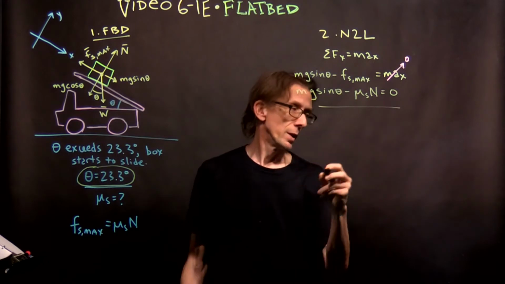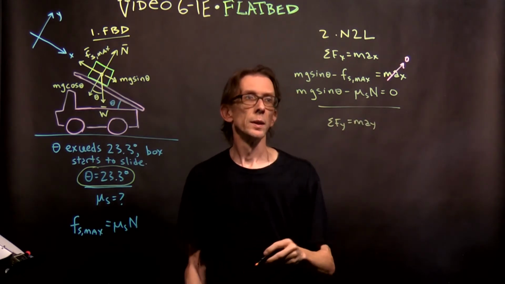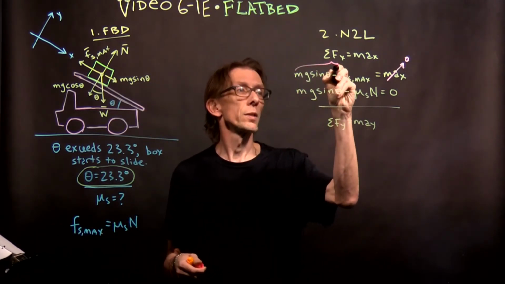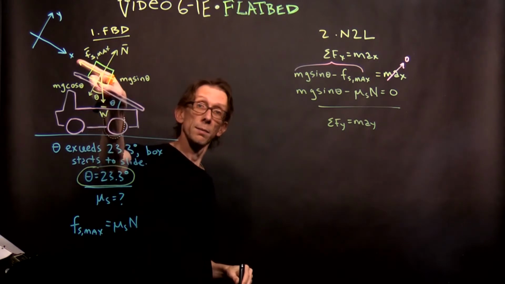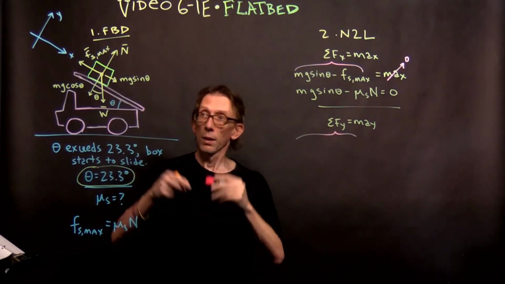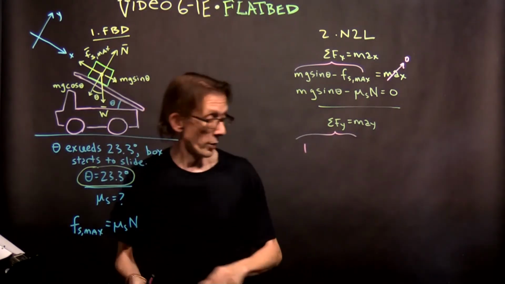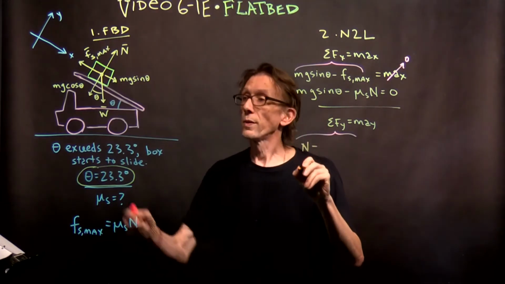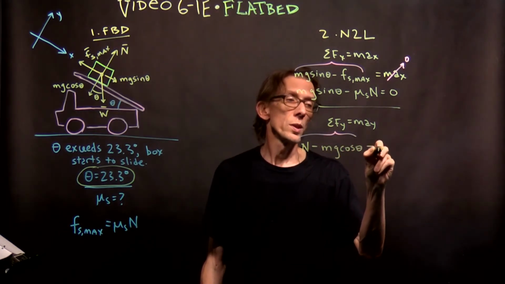Okay. Now, sum of the forces in the y direction equals m a y. Well, you know how to do it. Up here at the top, in x, we unpacked the sum of f in the x direction, which gives you those two forces, right? Positive mg sine theta minus f sub s max. Now we're going to unpack some of the forces in the y direction. Look at your free body diagram. It's all there. We've got the normal force in the positive y direction. We've got mg cosine theta in the negative y direction. That equals m a y.